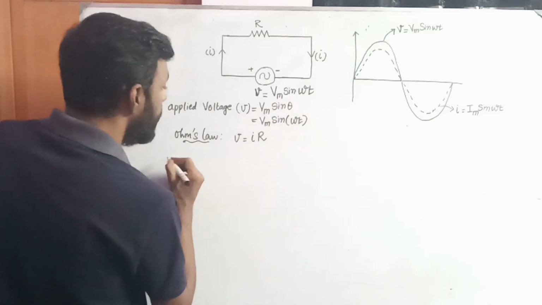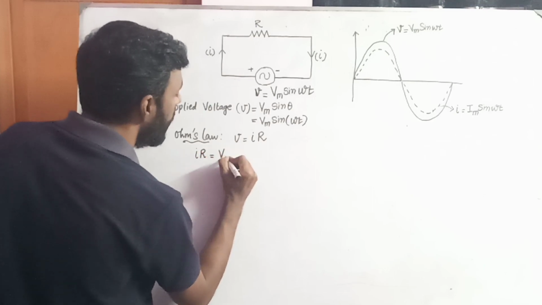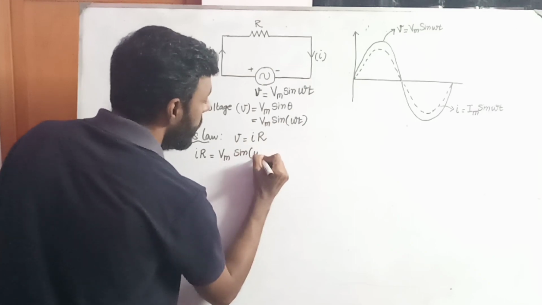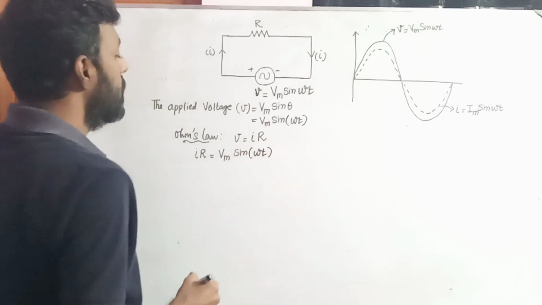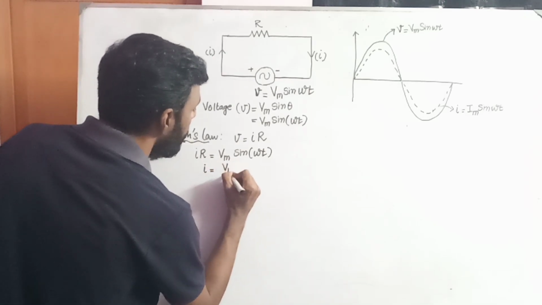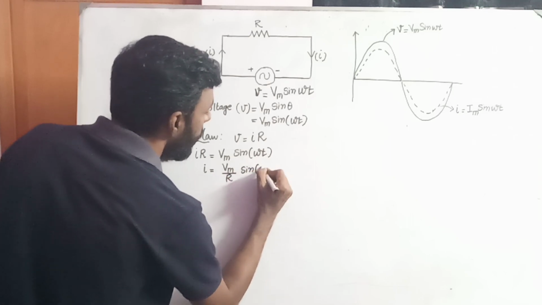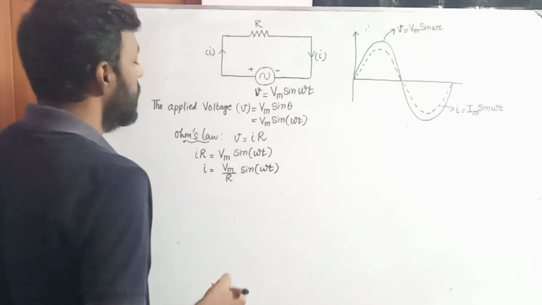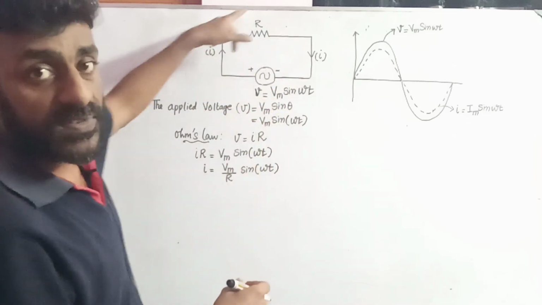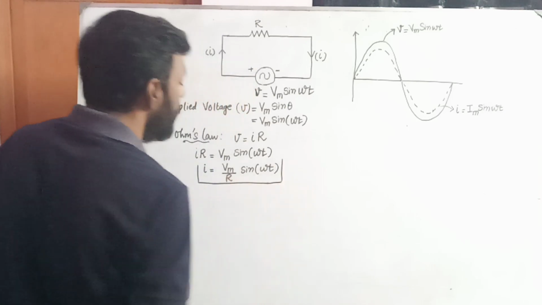If I equate it, I'll get I into R equal to Vm, which is the maximum voltage, into sine of omega t. So now I can get the value of I equal to Vm divided by R into sine omega t. This is the value of current that is looping around this circuit. So I have found the value of current: I equal to Vm by R into sine omega t.